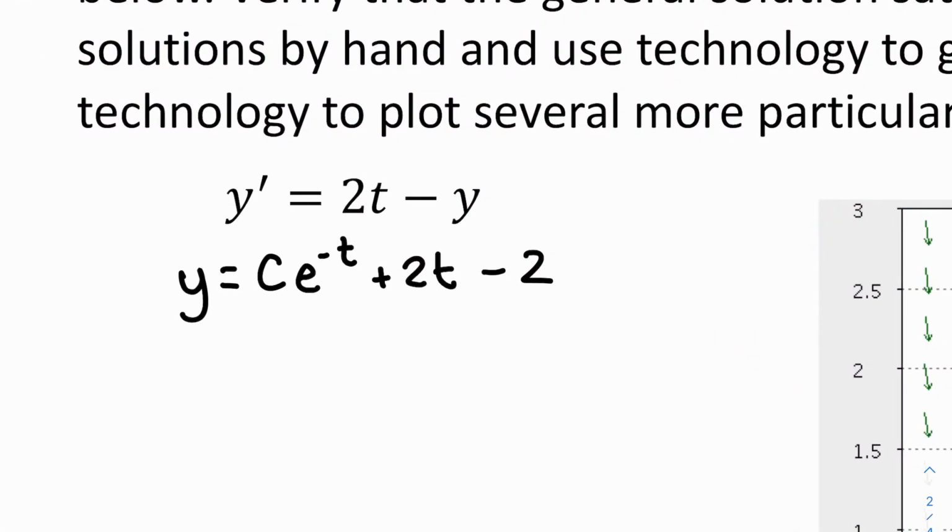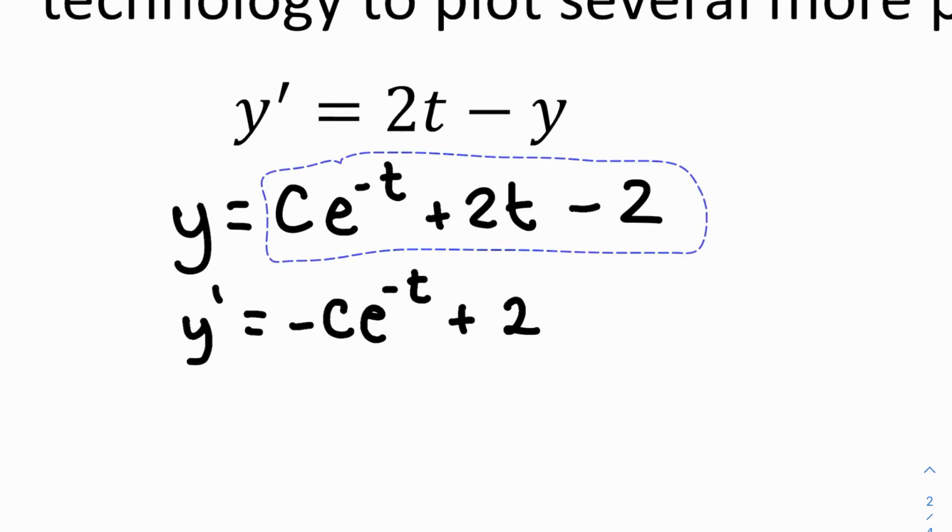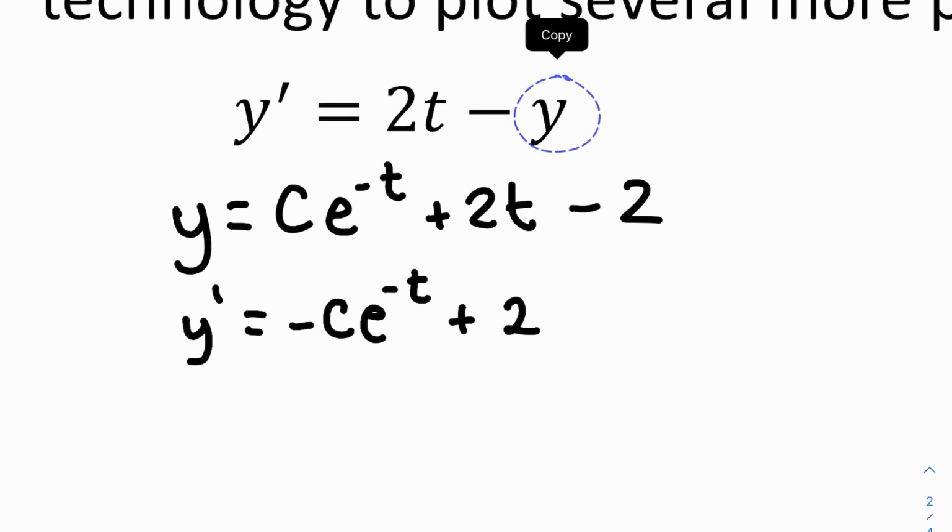We're going to find the derivative of this function now using our rules for derivatives. Y prime is equal to the derivative of c e to the negative t: the c will stay, and the chain rule will put a derivative of negative t in front of all this, which is negative 1. So negative 1 times c, and then e to the negative t, plus the derivative of 2t, which is just 2, and the derivative of negative 2 goes to 0. Now I'm going to substitute this expression in for any y's you see in the differential equation, and this expression here goes in for the y prime.